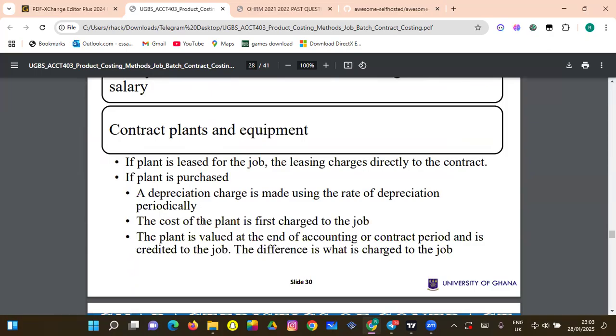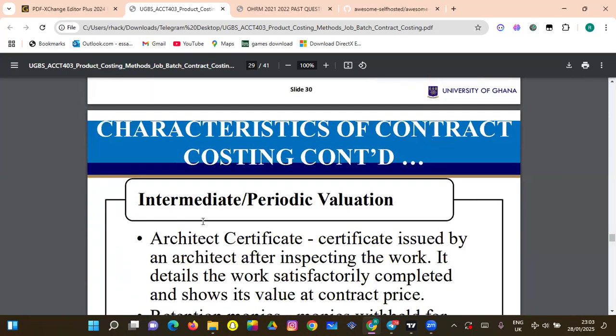Contract plant and location. If plant is leased for the job, the leasing charges go directly to the contract. If plant is purchased, a depreciation charge is made using the rate of depreciation periodically. The cost of the plant is first charged to the job. The plant is valued at the end of the accounting period and is credited to the job. The difference is what is charged to the job.